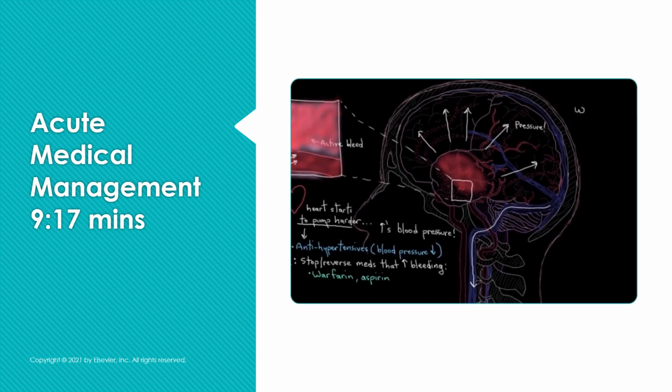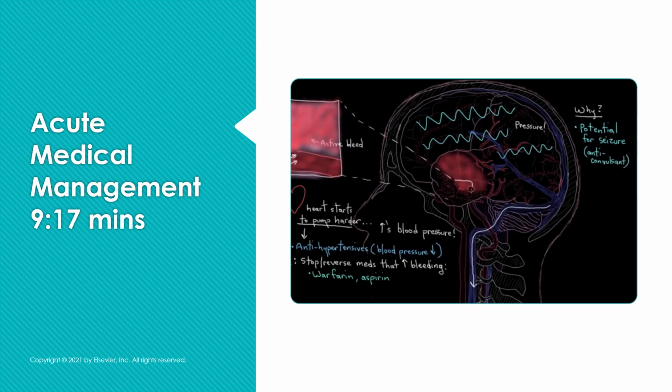And one reason why keeping pressure in the head at a normal-ish level is really important is that when your brain starts to get pushed on or compressed, it kind of disrupts the normal electrical activity in the brain, and you could end up having a seizure. So the doctors might consider giving an anticonvulsant, which is a medication to prevent seizures from happening.